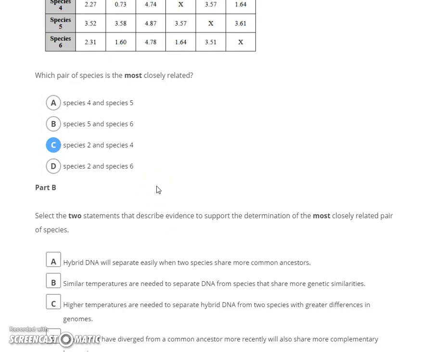Part B, you're supposed to pick statements that describe what's happening here. I believe B, similar temperatures are needed to separate DNA from species that share more similarities. Again, the more closely related they are, the more hydrogen bonds they have, so you're going to need warmer temperatures. So that's B. D, I think, is the other one. Species that have diverged from a common ancestor more recently will share more complementary base pairs. Base pairs is kind of off the screen, but that's what that one's saying. So B and D are the right answers there.